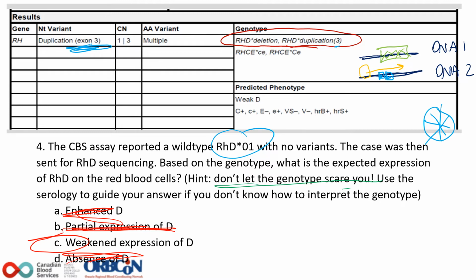So it's a hybrid of like a partial and a weak D in a sense, but because the protein is altered, the machinery of the red blood cell has a difficult time getting it out to the surface and presenting it. That's at least the thought behind the mechanism of this exon 3 duplication.